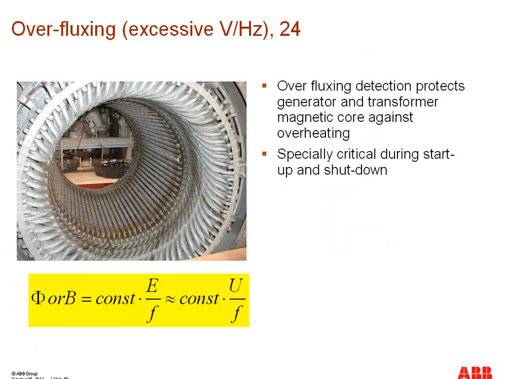Another type of protection is the overfluxing protection. Overfluxing causes eddy currents, and eddy currents will in turn cause heating, and that heating can damage the insulation, and it can cause overheating of the non-laminated metal parts, an increase in the magnetization current, and an increase in core and winding temperatures, and that can cause vibration and noise in the machine.